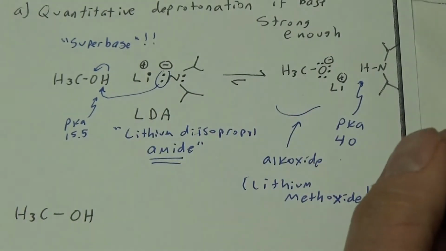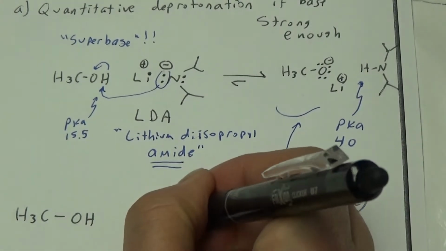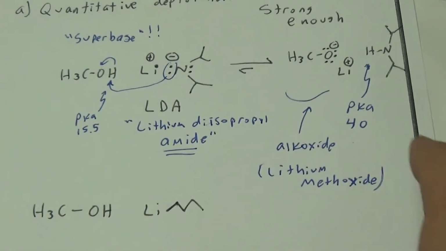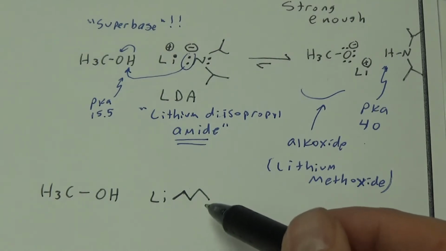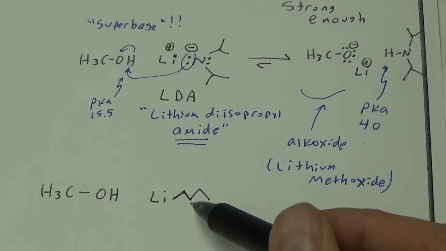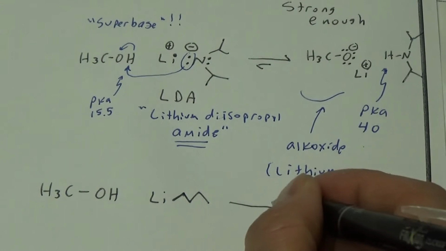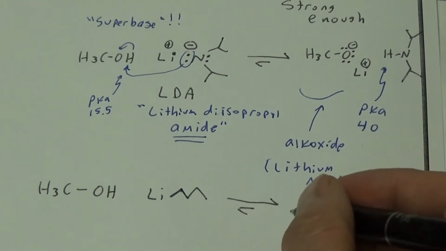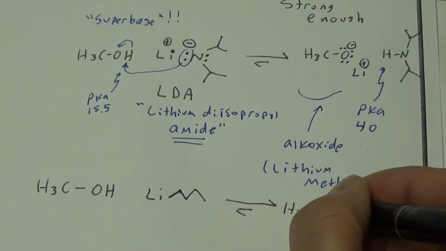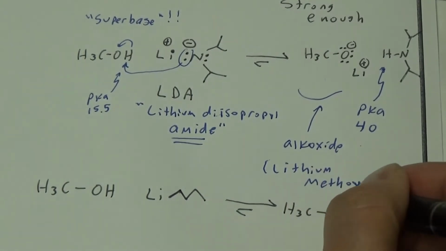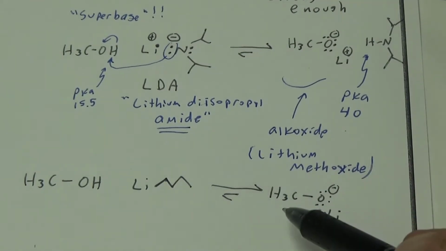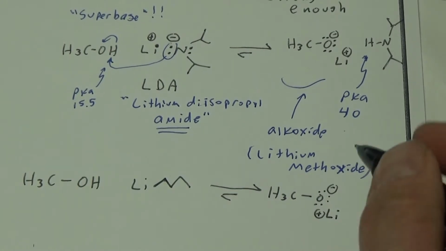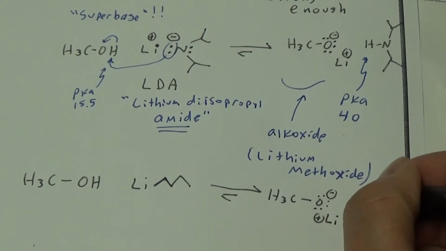What's another way you could do this? Just use another superbase, like butyllithium. So butyllithium is almost like a Grignard, like a butyl Grignard. In addition to being really good nucleophiles, they're also insanely good bases. So this is also going to be a right-facing equilibrium to make the lithium salt of the alkoxide, and then butane.